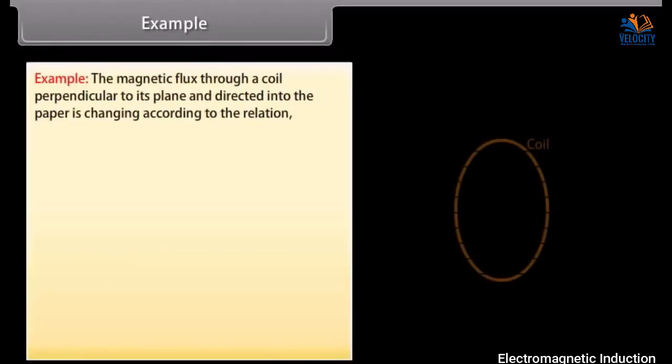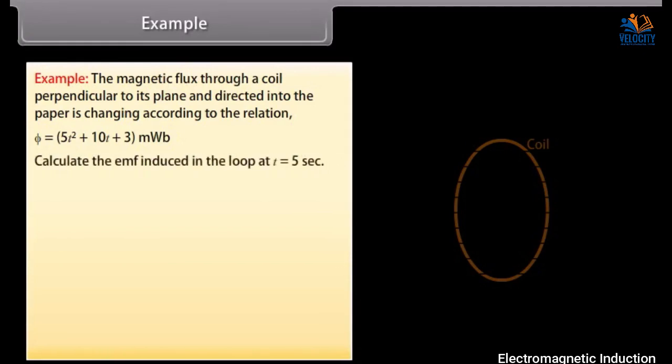Example. Let's take an example on Faraday's laws of induction. The magnetic flux through a coil perpendicular to its plane and directed into the paper is changing according to the relation Phi is equal to 5t square plus 10t plus 3 milliWeber. Calculate the EMF induced in the loop at t equal to 5 seconds.